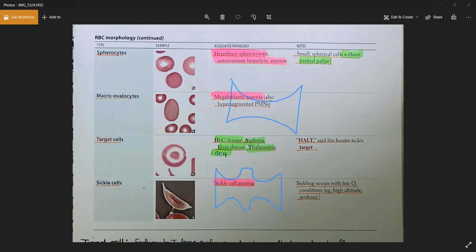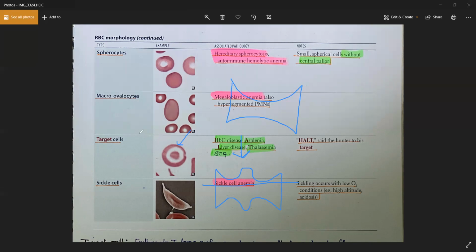Okay, and when you look from above, you will see this kind of structure. These are target cells. They are seen in HbC disease, in sickle cell anemia also, in asplenic patients, in liver diseases, and in thalassemia.